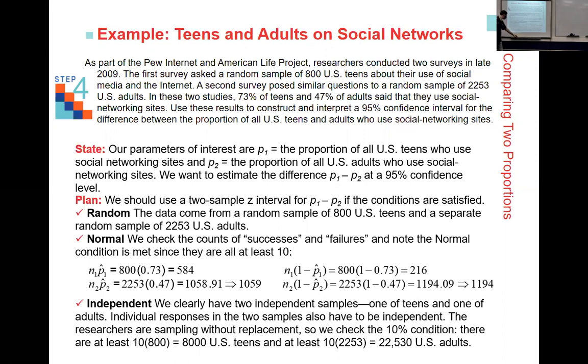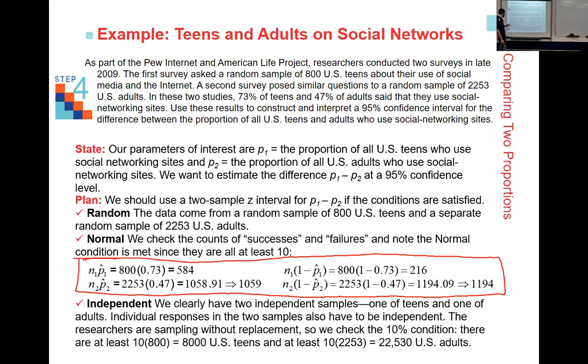I would be putting this. And then say, these are all at least 10, so we can use an approximately normal distribution. That's our random, normal, and independent. All right. Moving forward, we're going to be doing formula, plug in the numbers, answer.